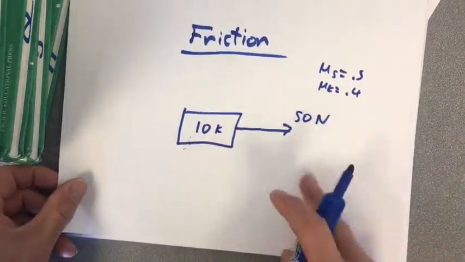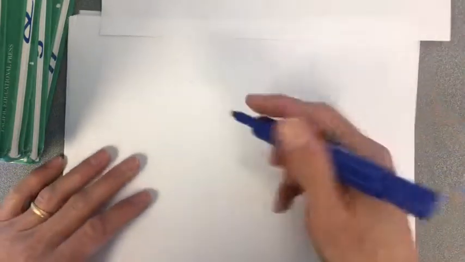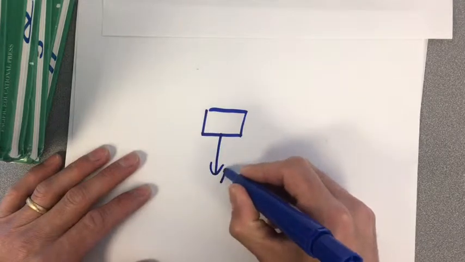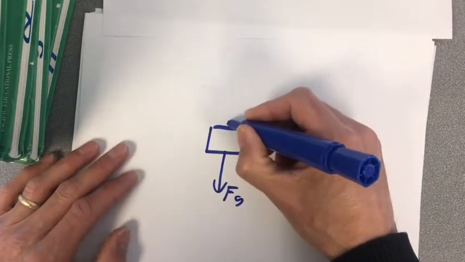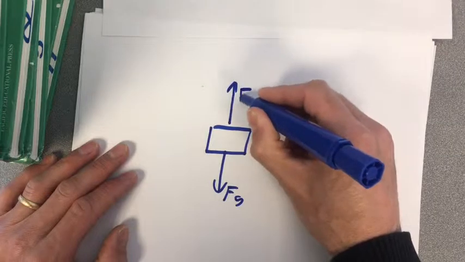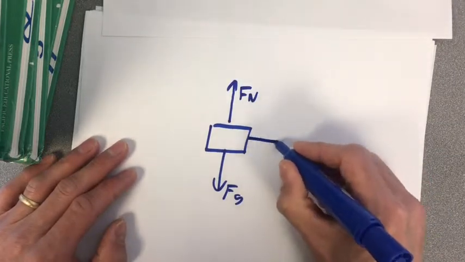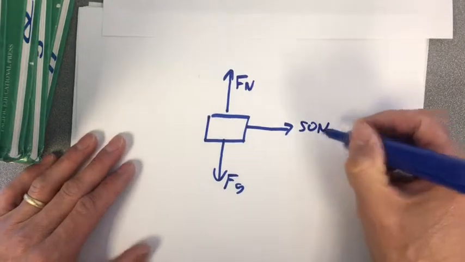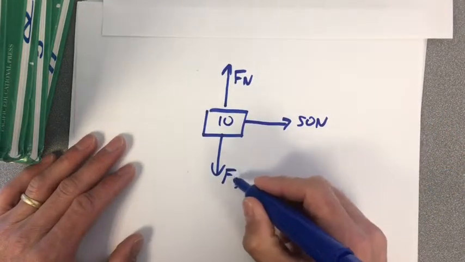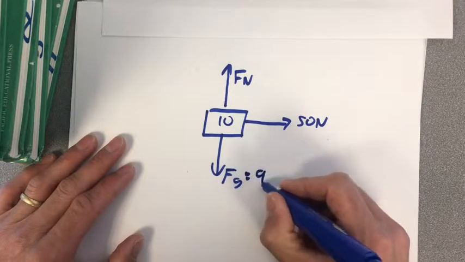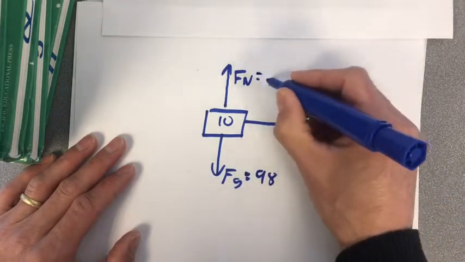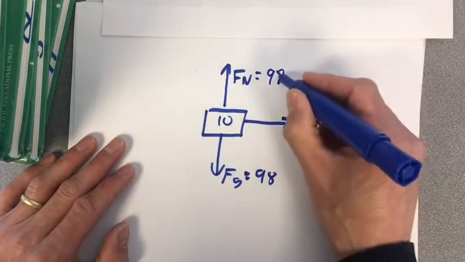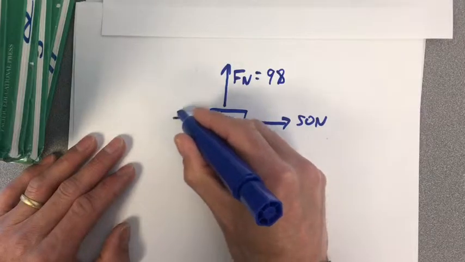Okay, so we're finding the acceleration. I'm going to draw a free body diagram of the block. We have gravity pulling it down. We've got a normal force pushing it up. And we have an applied force of 50 newtons pulling it forward. It's 10 kilograms, so the force of gravity is 98 newtons. The normal force, which is going to counteract the force of gravity, is also 98 newtons. And we have the force of friction pulling it back.